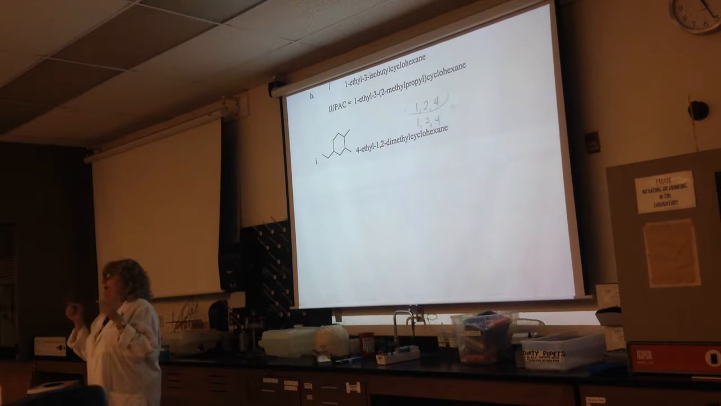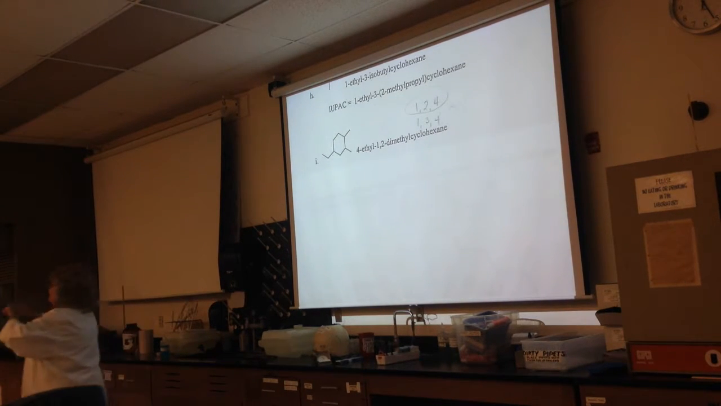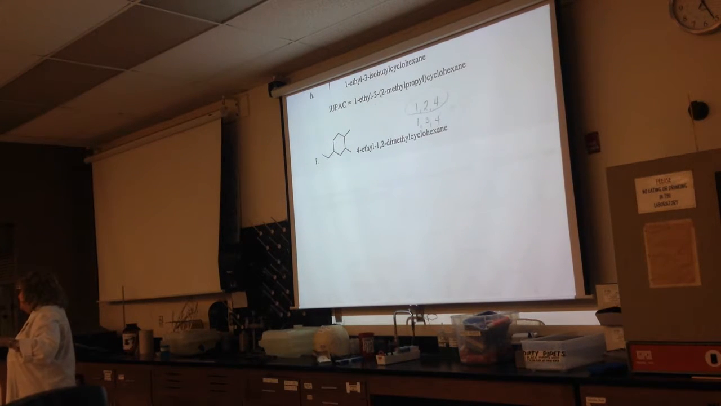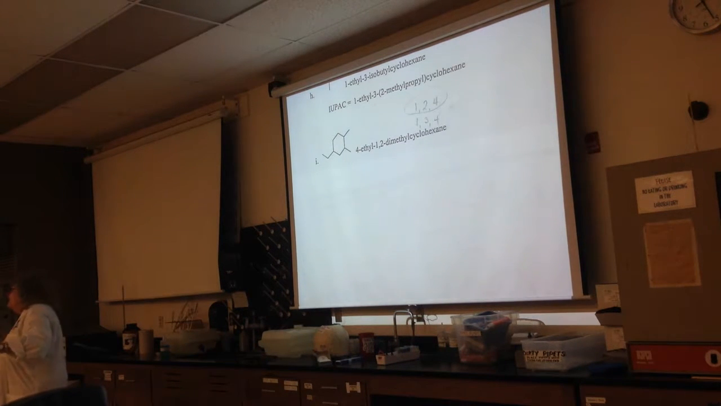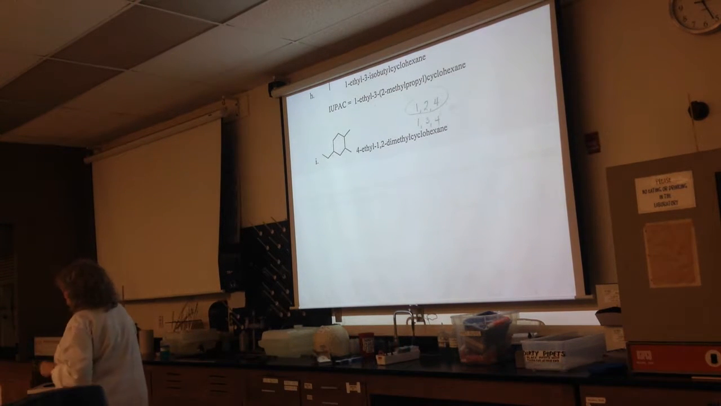So everybody hear that? Rule number 1, parent. Rule number 2 is the numbering. So you want the substituents to be in the lowest number possible. Rule number 3 is the alphabet. I keep saying, when numbers are equal, the alphabet calls it. But that's after numbers are equal. Otherwise, you have to come up with the lowest number.